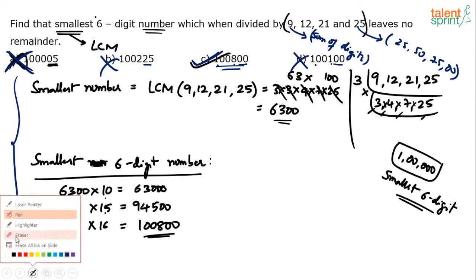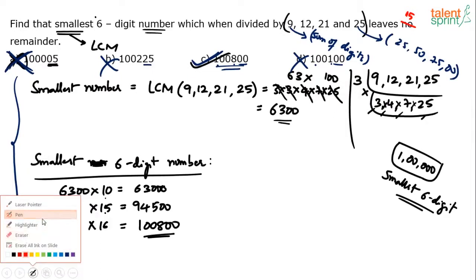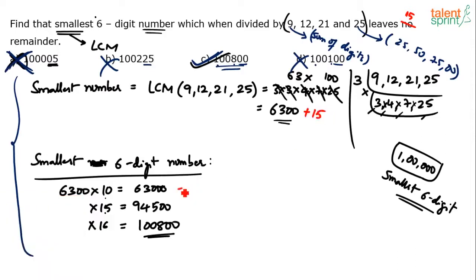Now let me change the question a little bit. For example, let's say the question says, instead of no remainder, it leaves 15 as a remainder. Some remainder is given. What happens? The answer should be 1,800,000 plus 15. See, no remainder and with remainder, the only difference is that because he said no remainder, we added 0 to 6,300. You're able to follow. So suppose he says with 15 remainder, we have to consider 6,300 plus 15, plus 15, plus 15, plus 15 and so on. That's the only difference.